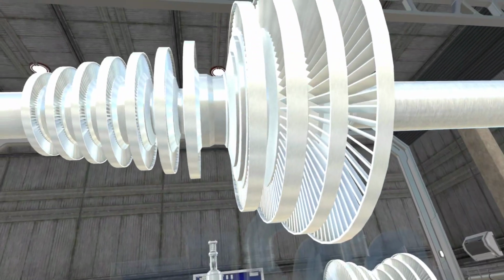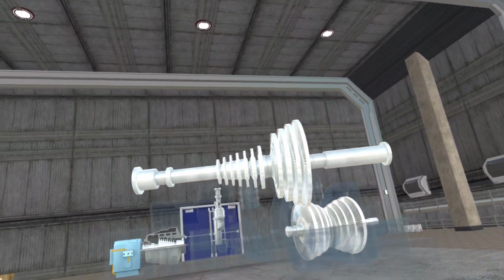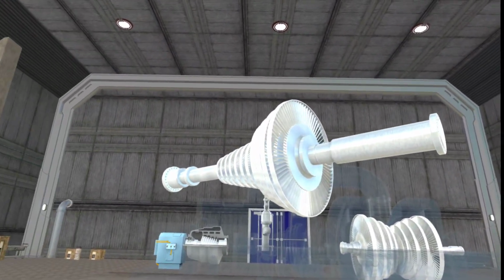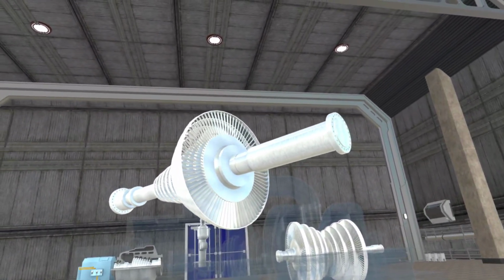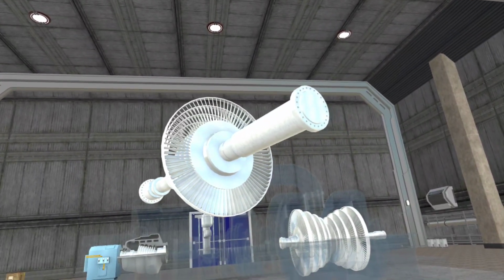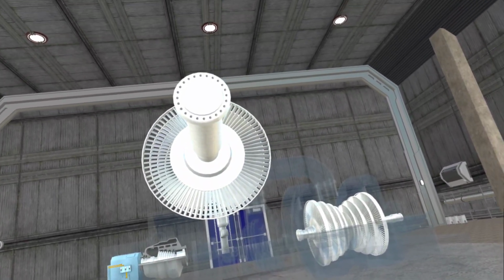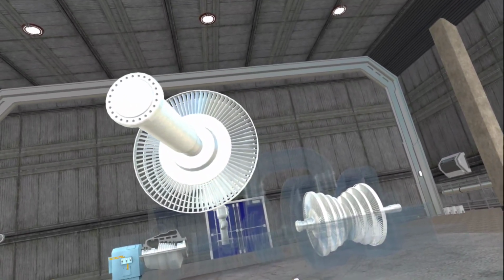The intermediate pressure steam turbine is a single-axial flow turbine. It is located between the high-pressure and low-pressure steam turbines. The reheated steam from the exhaust of the high-pressure steam turbine drives the intermediate pressure steam turbine, or IP turbine.